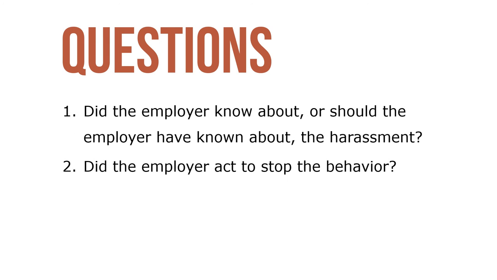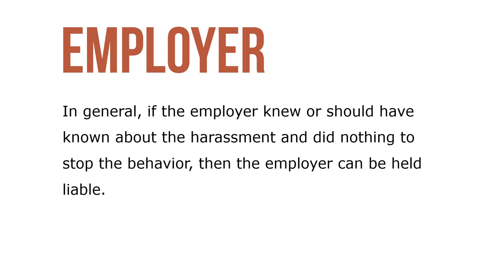Once the plaintiff has shown a prima facie case for the accusation, and once it's been determined that the harassment was potentially severe enough to alter the terms, conditions, and privileges of work, and assuming that the organization can't show that the plaintiff invited or incited the advances, as in the case of quid pro quo harassment, then the courts will determine whether the organization is liable for the actions of its employee based on the answers to two primary questions. Did the employer know about, or should the employer have known about, the harassment, and did the employer act to stop the behavior? In general, if the employer knew or should have known about the harassment and did nothing to stop the behavior, then the employer can be held liable.